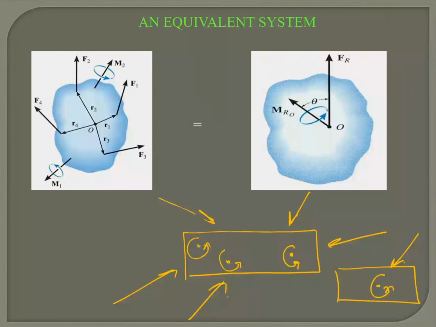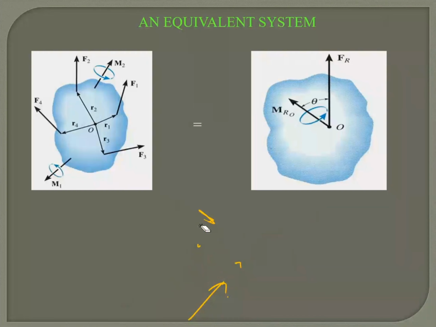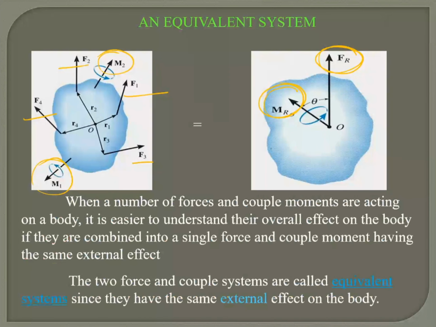How can we do this? This changes to one force and one couple moment. How can we do that? So let us have a look. They've given you an example here also. We've got a number of forces and one couple here, which is a turning effect, and another one here. Can we replace this with only one force and only one couple moment? And how can we do that?